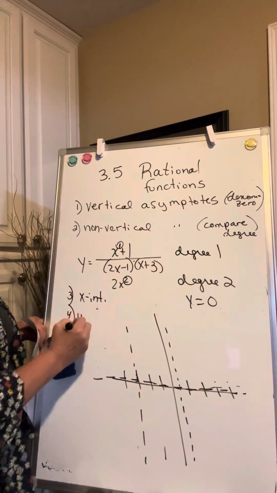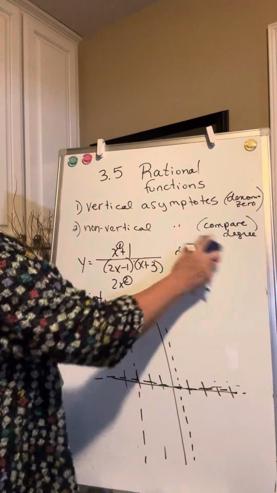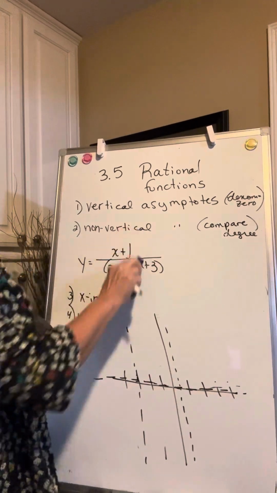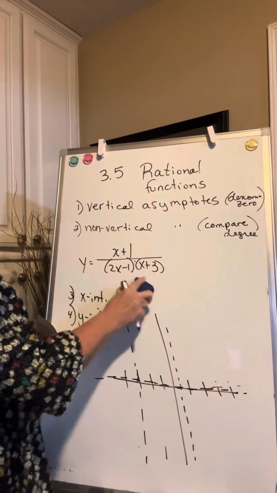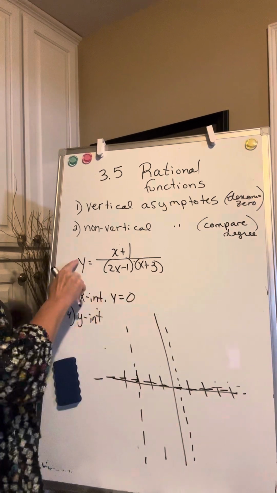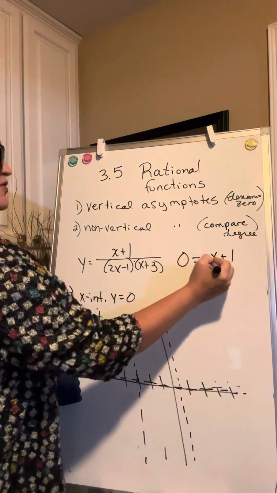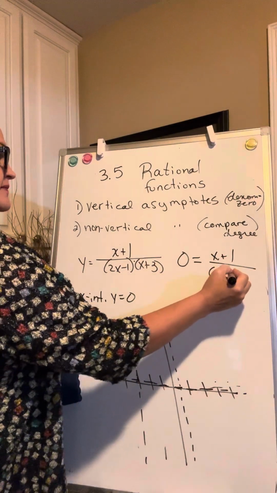So let's remind you how we found intercepts. Intercepts are found by letting x equal 0 and then y equal 0, or vice versa. So the x-intercepts, when y equals 0, this is y. So 0 equals this big function.